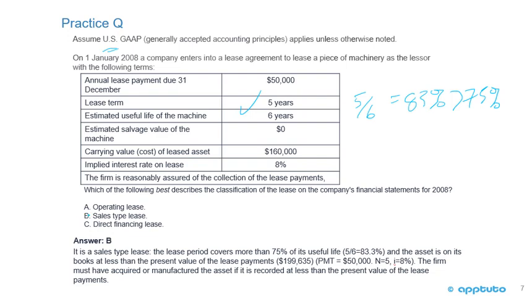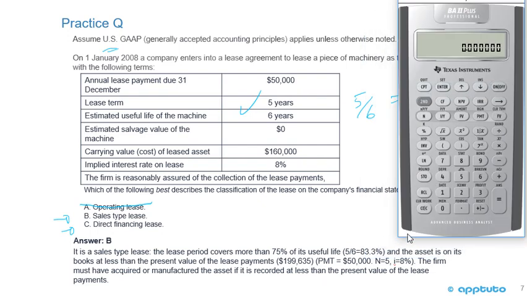Next, operating lease is out. Now we have to see, is it a sales type lease or a direct financing lease? So we have to do the present value calculation. So we're going to bring up our calculator here. Check that the periods per year is set to 1.